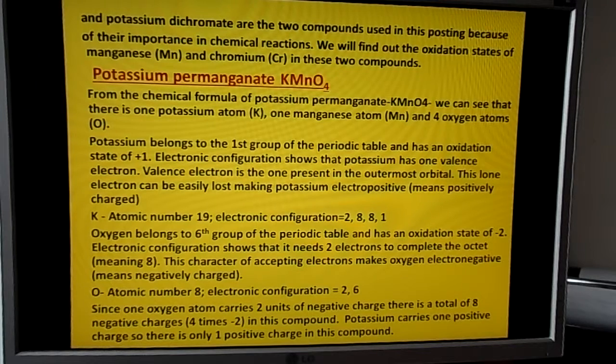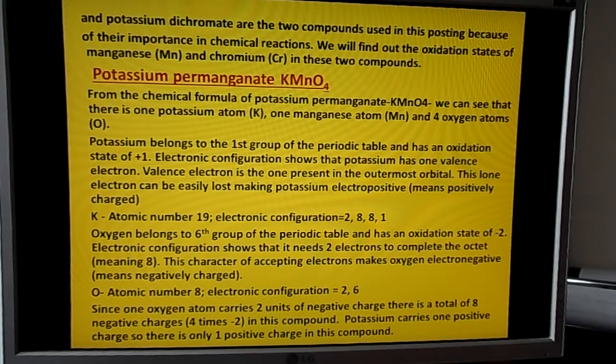Now, oxygen belongs to the sixth group of the periodic table and has an oxidation state of -2. Electronic configuration shows that it needs 2 electrons to complete the octet. Octet means 8. This character of accepting electrons makes it electronegative, means negatively charged. Now, the electronic configuration of oxygen. It has an atomic number of 8 and electronic configuration of 2, 6. That means it is short by 2 electrons in the outermost orbit. Since one oxygen carries 2 units of negative charge, there is a total of 8 negative charges. That's why I say -2 multiplied by 4, or 4 times -2, is -8 in this compound. So potassium carries 1 positive charge, so there is only 1 positive charge in this compound.